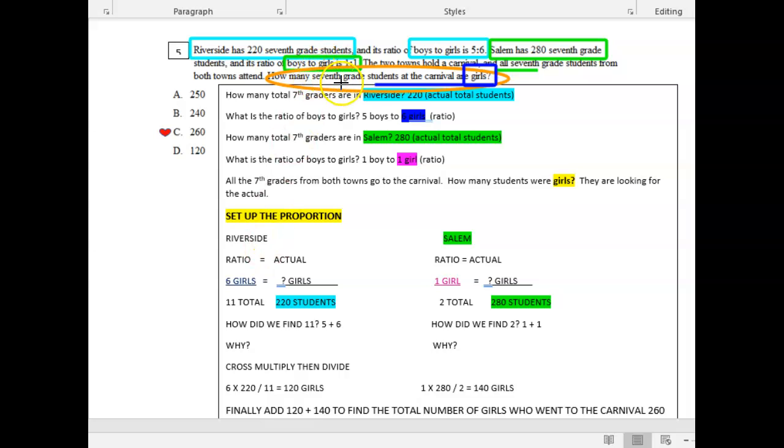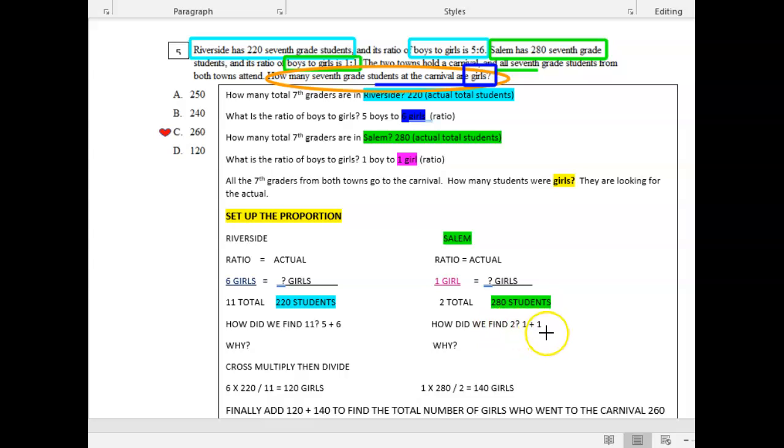But it says how many 7th grade students at the carnival are girls. So I've got to find the girls from Salem too. Same thing. I am going to use my total students on the actual side. And because it's asking me about the girls, I'm using the 1 value that represents the girls. And I need total. So how did we find the 2?